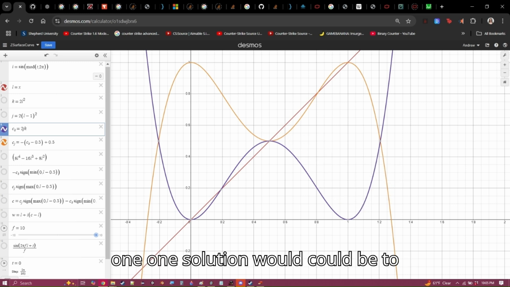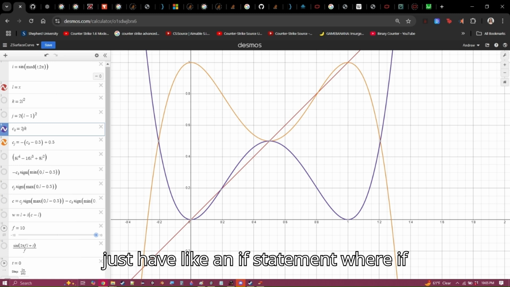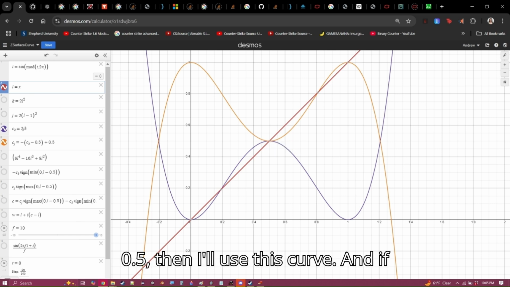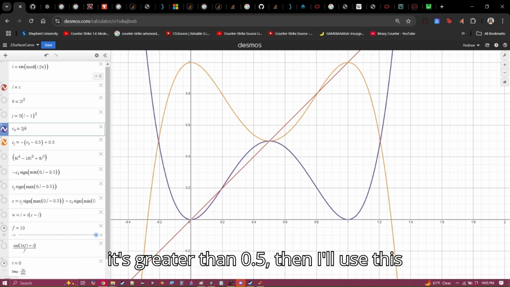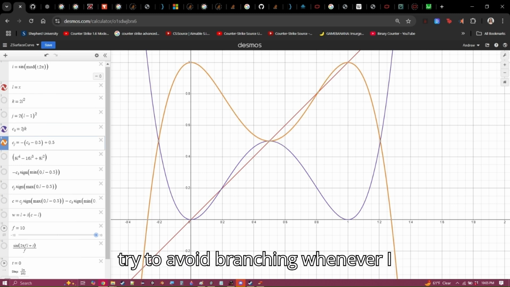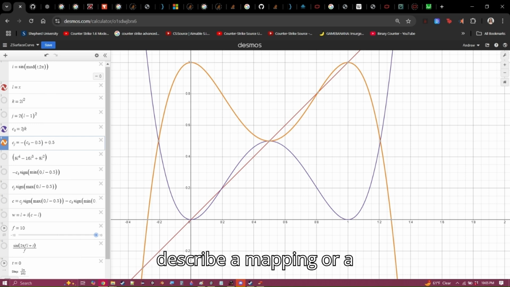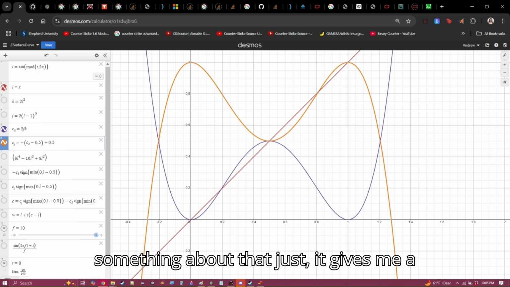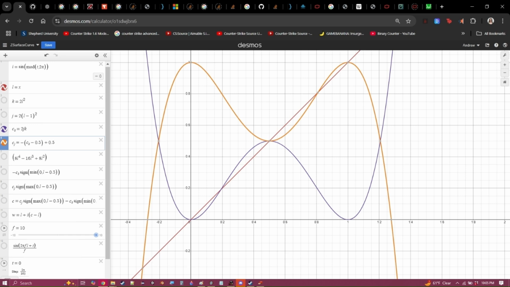One solution could be to just have an if statement where if the UV component is less than 0.5, then I'll use this curve, and if it's greater than 0.5, then I'll use this curve. But I try to avoid branching whenever I can, just because it makes things complicated. When you can describe a mapping or a transformation using one continuous function, something about that gives me a warm fuzzy feeling inside.